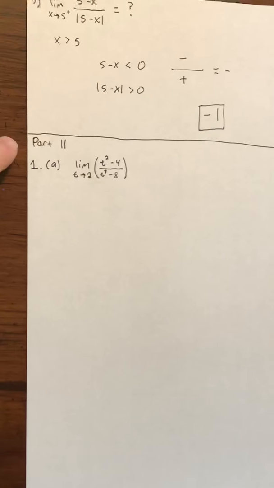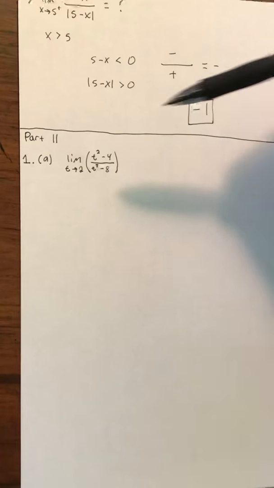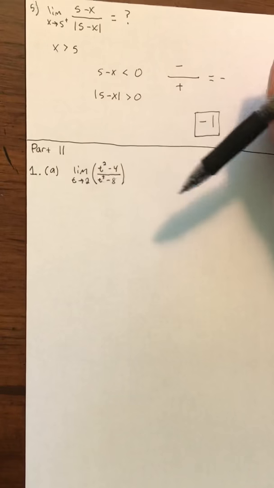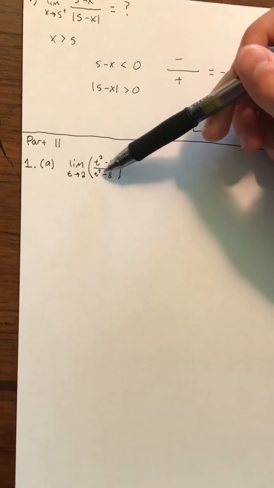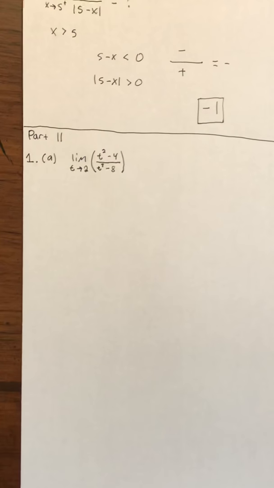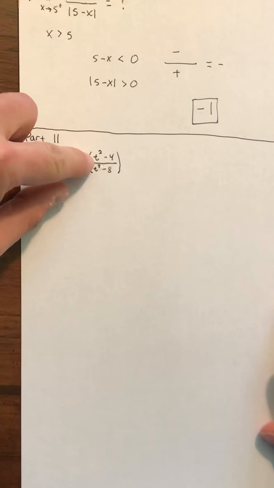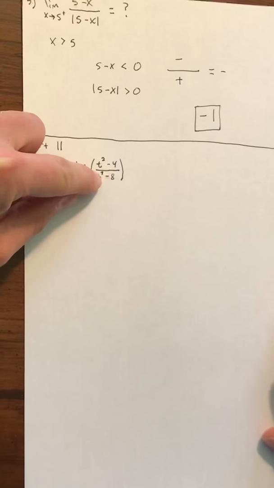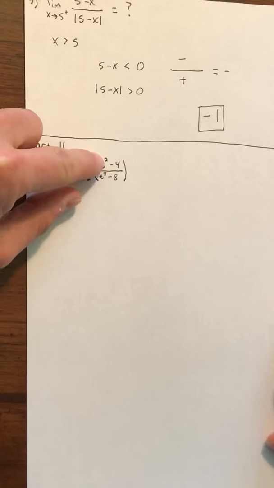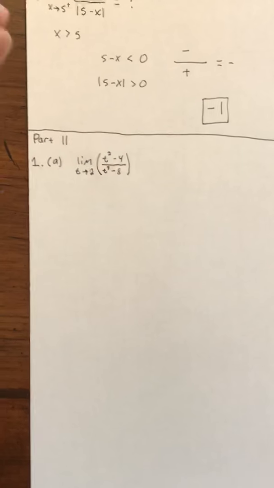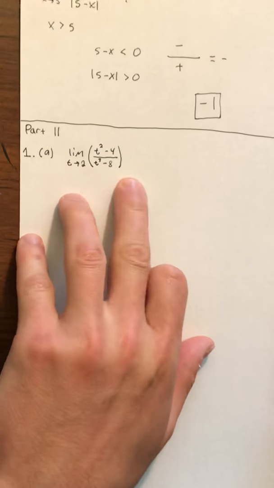For question 1 of part 2 of the exam, we are given the limit as t is approaching 2 of (t squared minus 4) divided by (t cubed minus 8). The first step, we need to factor out each of these expressions to give us values that we will be able to cancel on top and bottom. The first step is to factor the bottom.